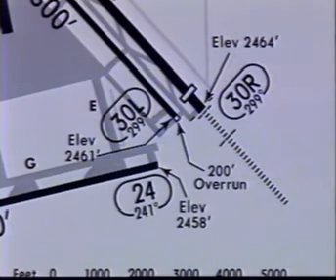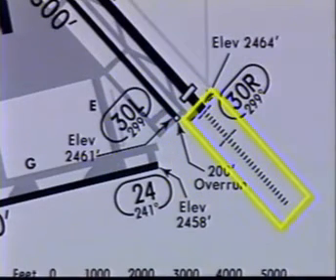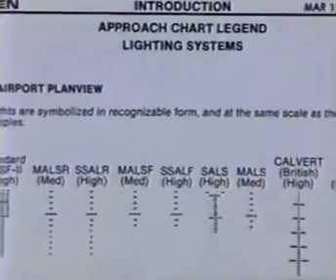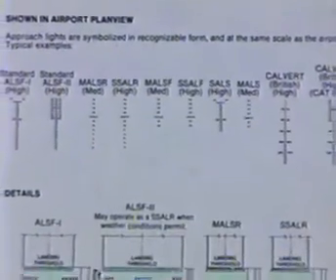Some of the symbols on the plan view include the bar across the runway, which indicates a displaced threshold. In this case, it is associated with runway 30 right. The note and the reversed color runway at the approach end of 30 left depicts a 200-foot overrun. If an approach lighting system is installed, a symbol showing the lighting array is printed at the appropriate runway end. For a detailed description of the lighting systems, you can refer to the approach chart legend pages.